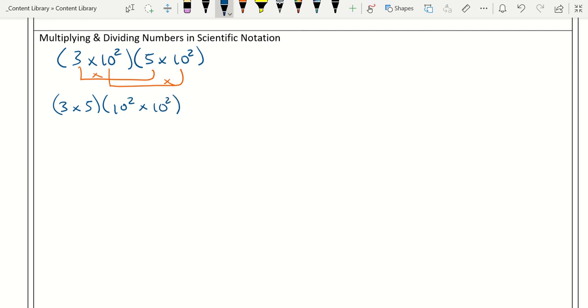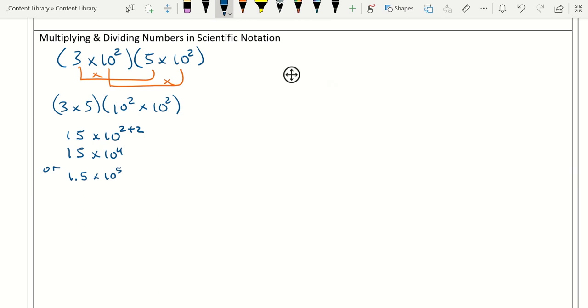So what we end up with is 3 times 5 is 15, and that's going to be 10 to the 2 and 10 to the 2. Well, that's going to be times 10 to the 2 plus 2, just that exponent laws we talked about before. So 15 times 10 to the 4. You could also rewrite this as 1.5 times 10 to the 5.